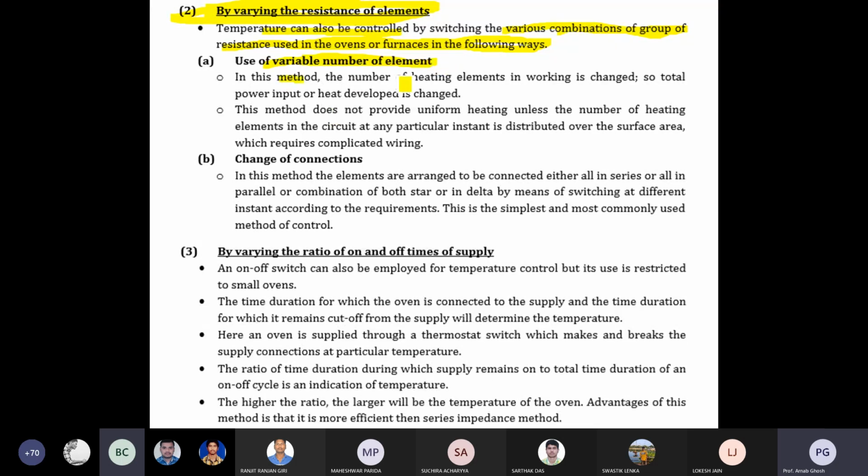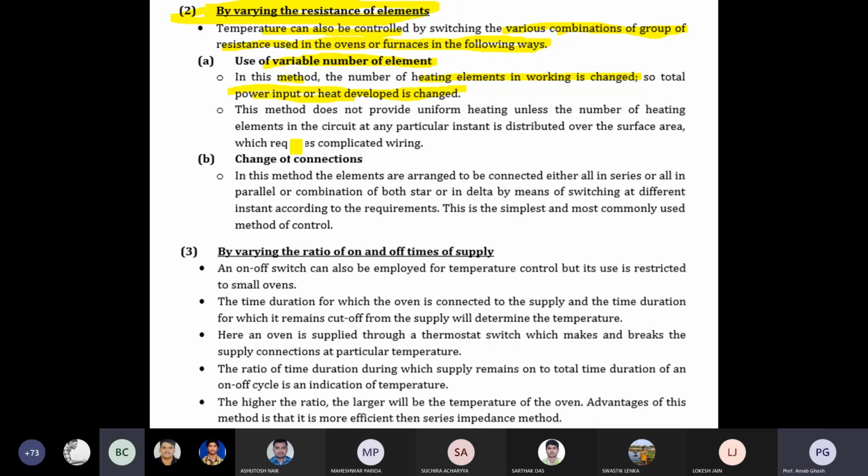In this method, the number of heating elements in working is changed, so the total power input or heat developed can be changed. The number of heating elements has been changed, so automatically all those things change.